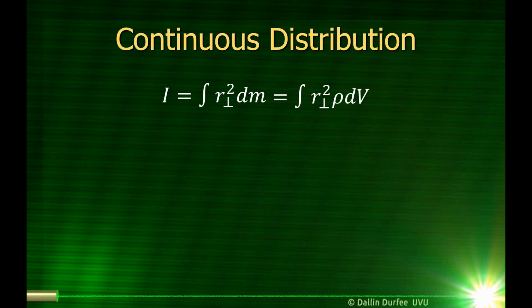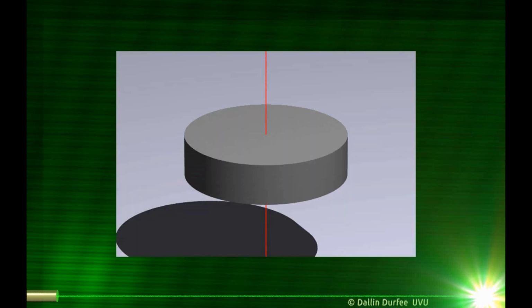Now, if I have a continuous distribution, instead of summing mass times radius squared, I integrate radius squared times dm, a little bit of mass. So I break my object into an infinite number of infinitesimal masses, and I add together mass times r squared for each little infinitesimal piece. You can also think of the little pieces of mass as density times a little piece of volume. So for example, if I wanted to find the moment of inertia for a cylinder about its axis of symmetry, I have to perform this integral.